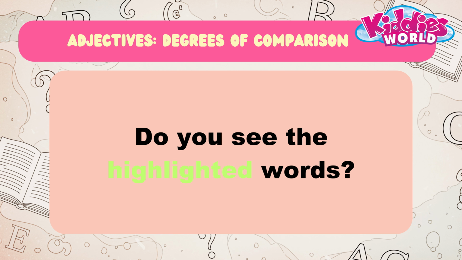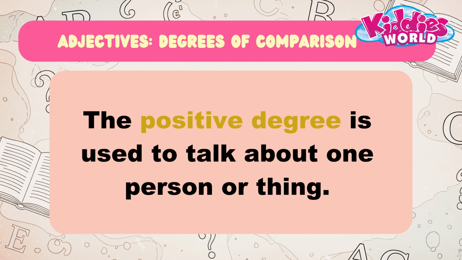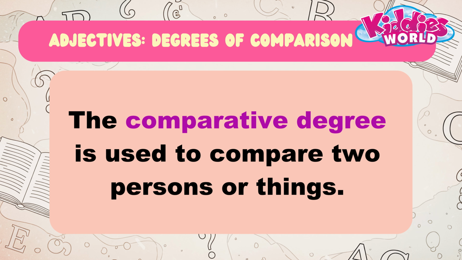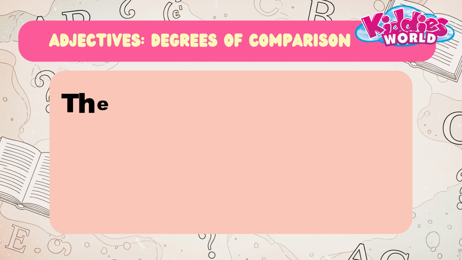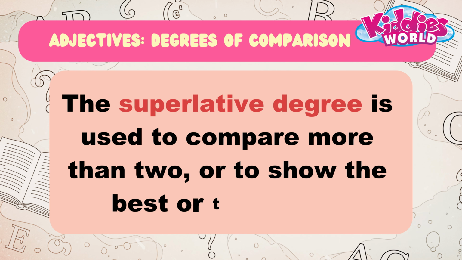Do you see the highlighted words? They show different forms of adjectives. The positive degree is used to talk about one person or thing. The comparative degree is used to compare two persons or things. The superlative degree is used to compare more than two or to show the best or the worst.